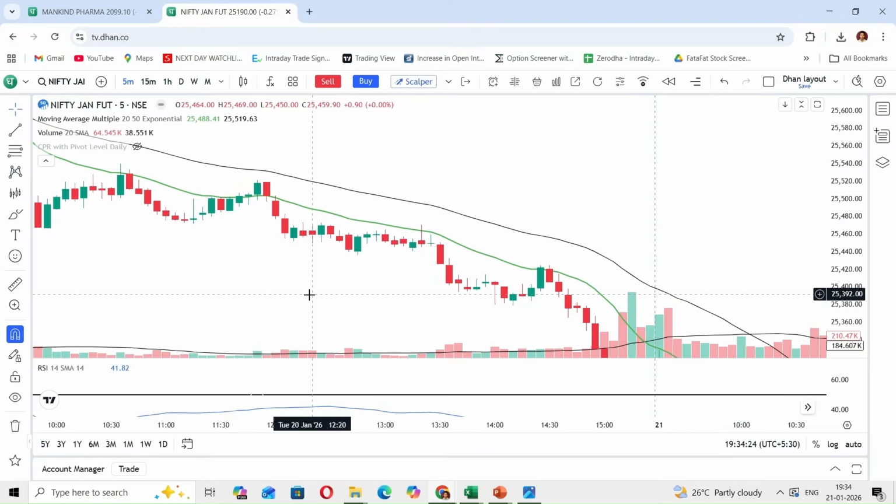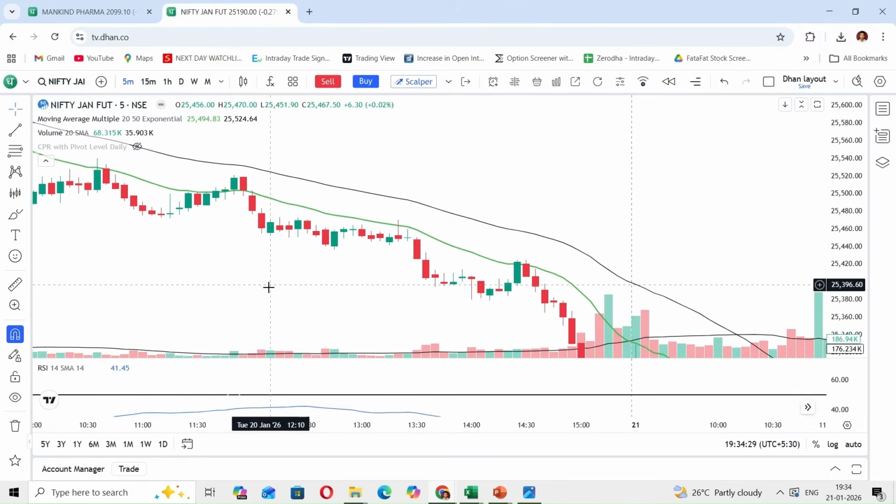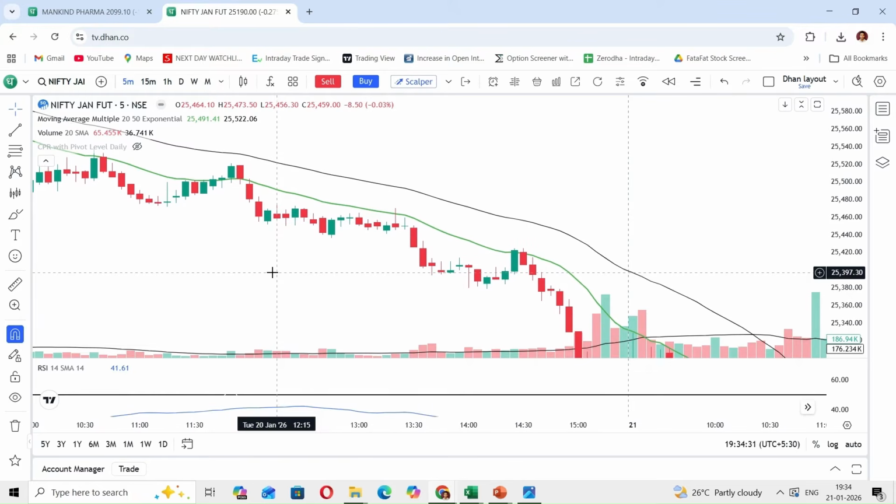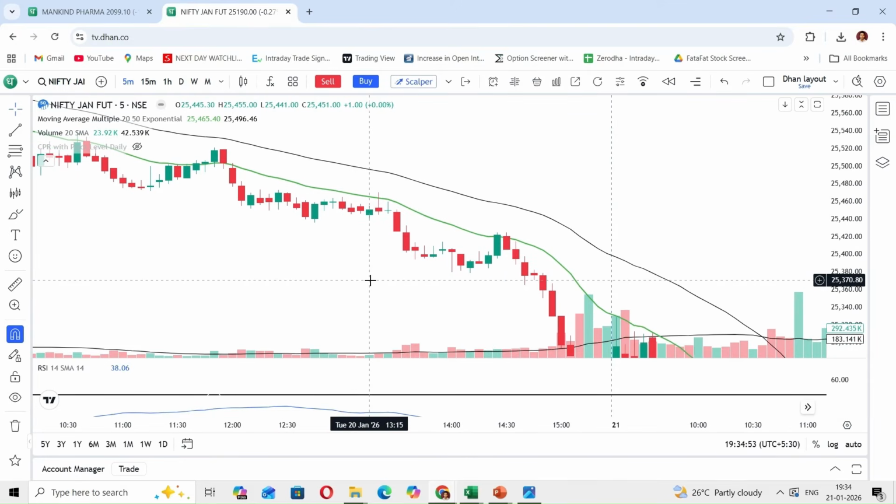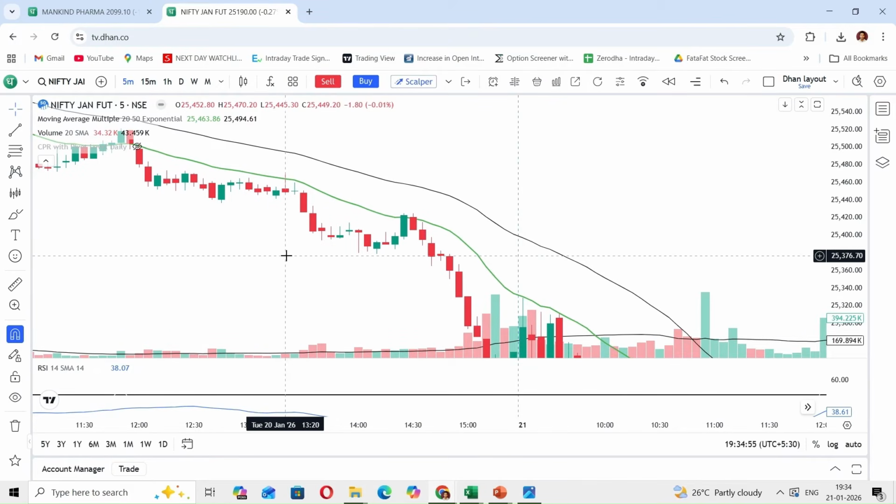So see where you are getting that setup. Here you got that setup, first candle, second candle, third candle, right? But I guess again the green candle has the highest volume, so I will not take this trade. See here, volume is high in the case of the green candle: 68, 65, 64. So I will not take this trade.